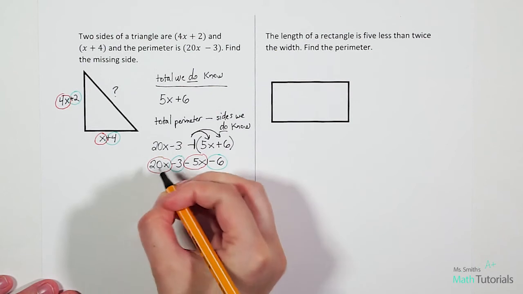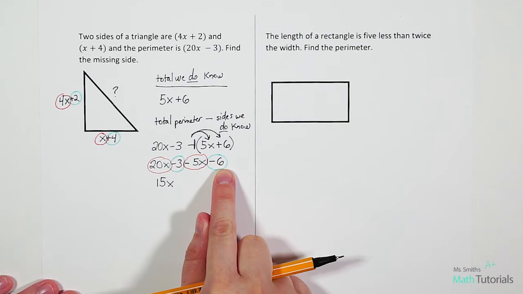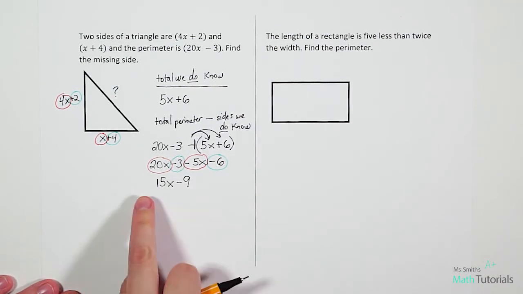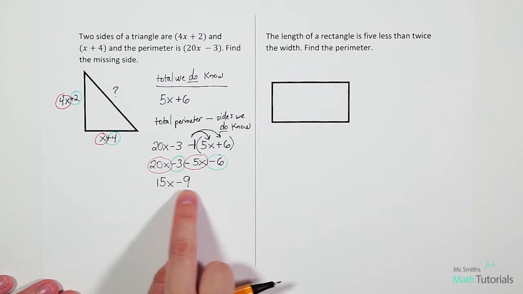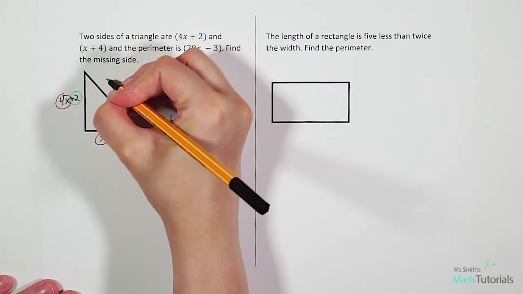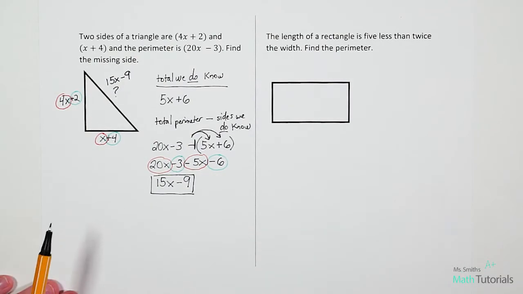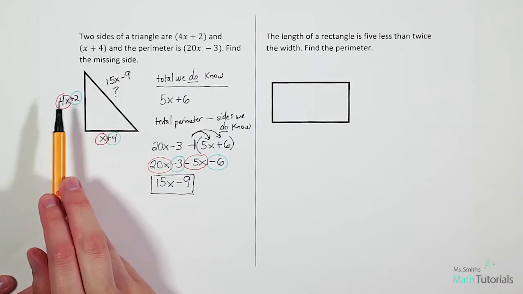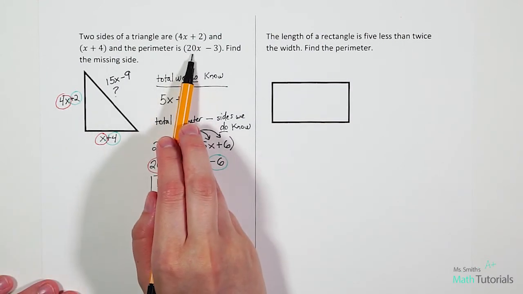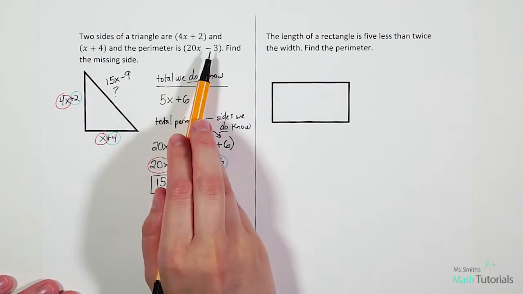20x minus 5x would give us 15x. And negative 3 minus 6, that gives us a negative 9. Our missing side length is 15x minus 9. And we could label it up here too, that this is 15x minus 9. And we could definitely double check ourselves by just quickly adding up 15x plus 4x plus x gives us 20x. And negative 9 plus 2 plus 4 gives us negative 3.